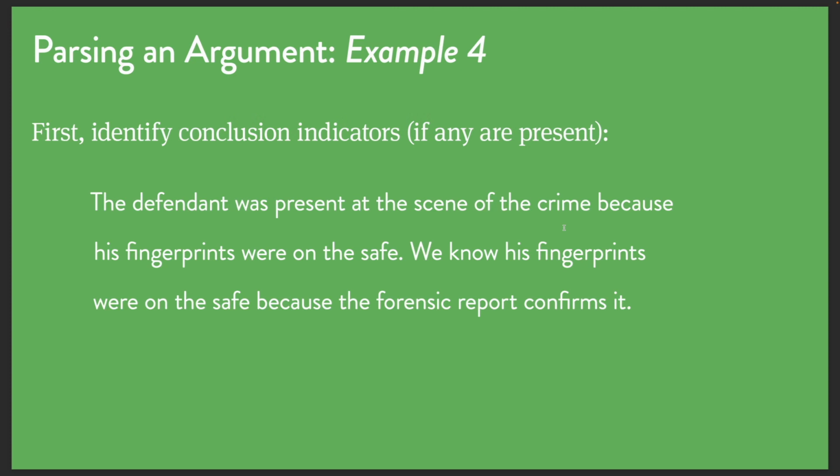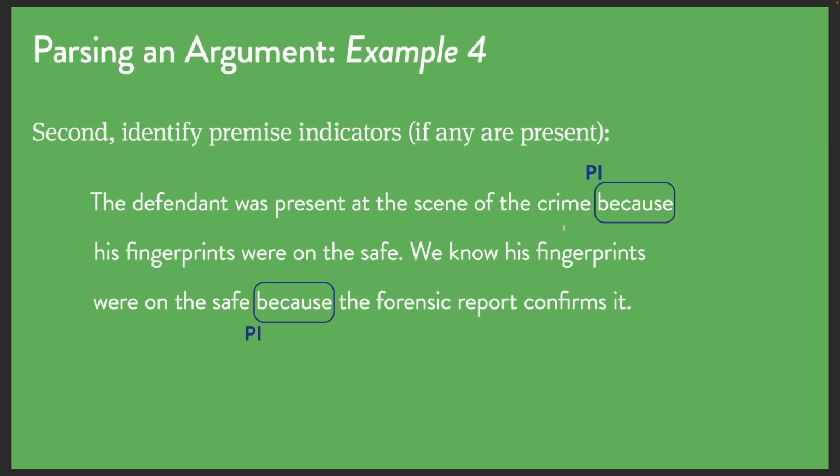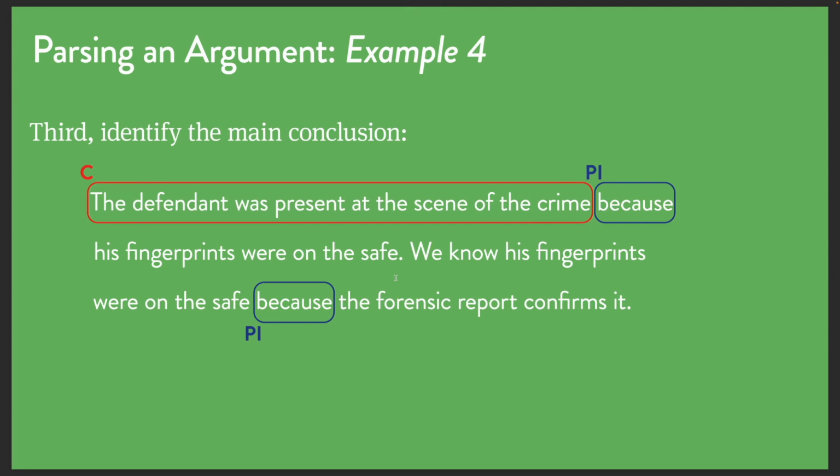All right, well, are there any conclusion indicators? Turns out there aren't any conclusion indicators in here, so nothing to do there. But when we get to the premise indicators, yes, we have, because appears twice. Nice, thank you. So we know what's going to be following those statements is probably a premise. So because is circled and marked with a PI. Now we can identify the main conclusion.